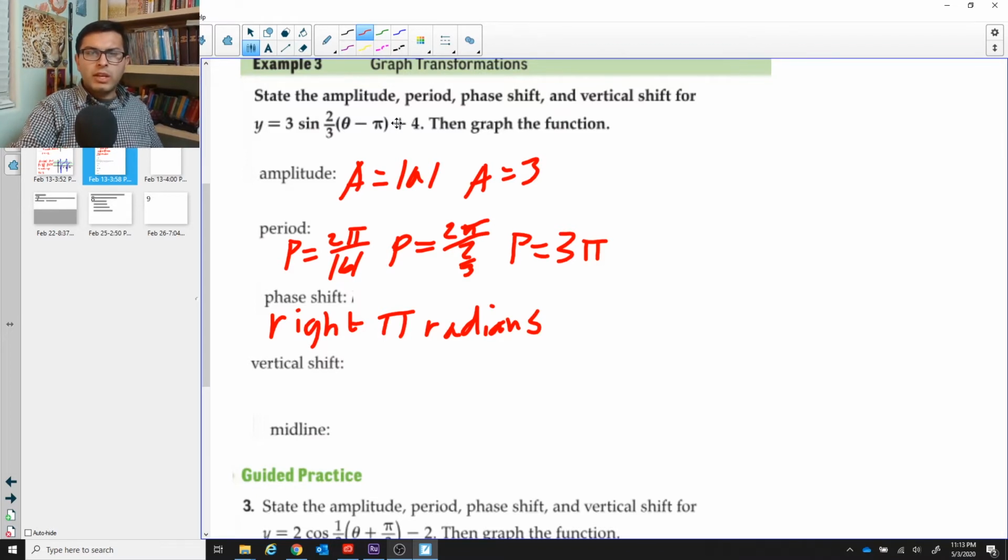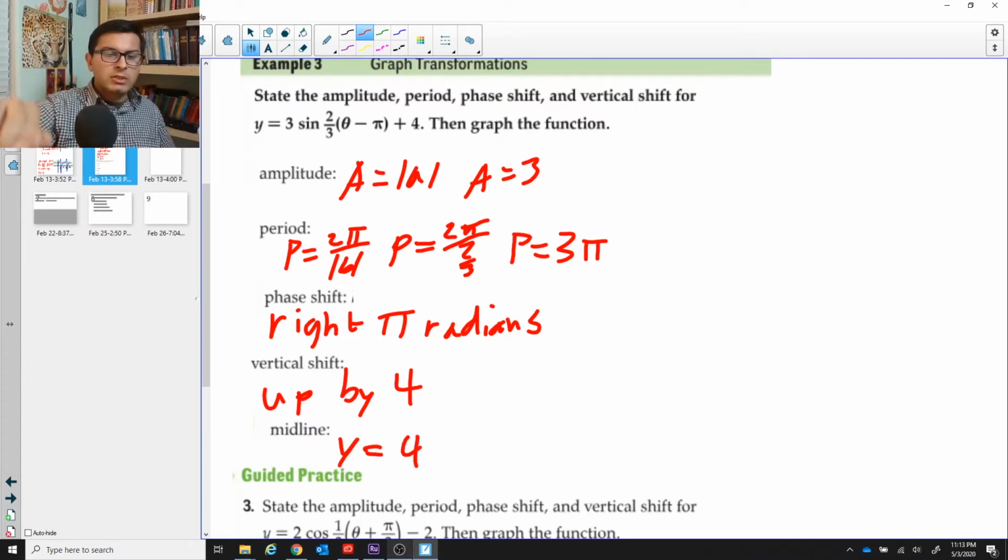We can see our K represented by 4, so that just means that our vertical shift is going to be going up by 4. Now, if our graph went up by 4, that means that our midline is going to be at 4, specifically y equals 4.